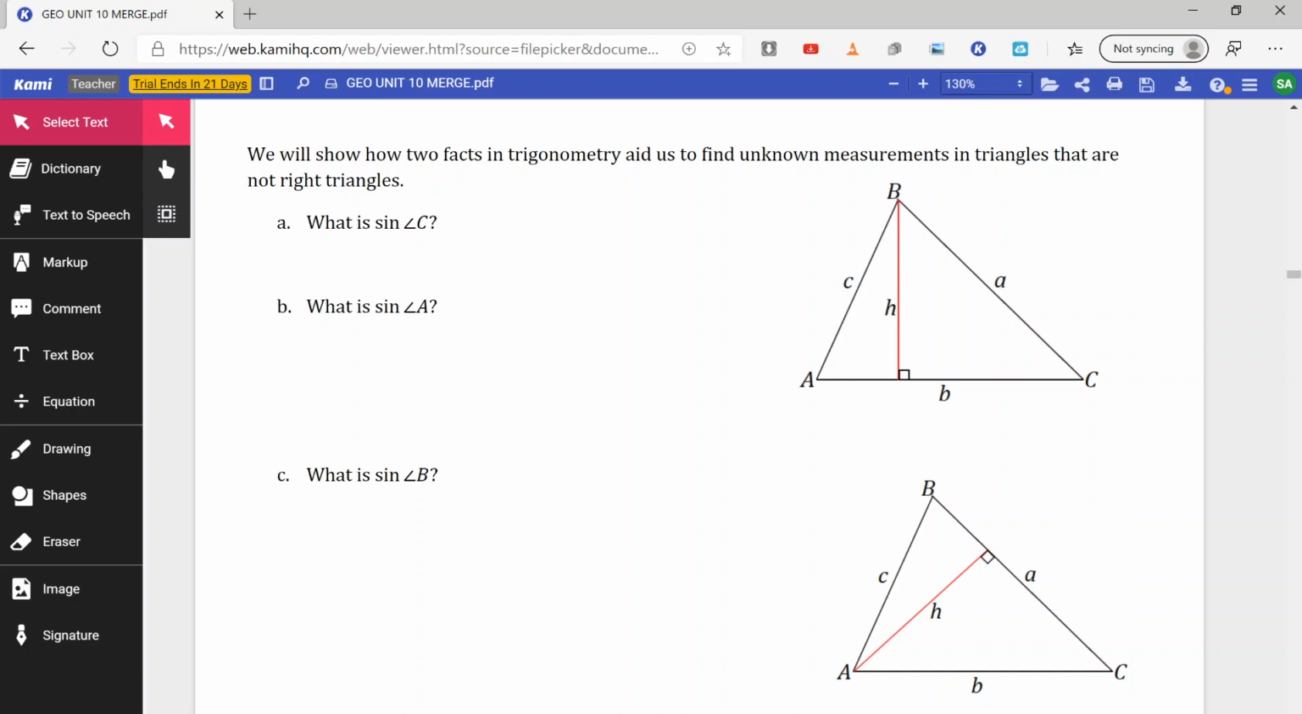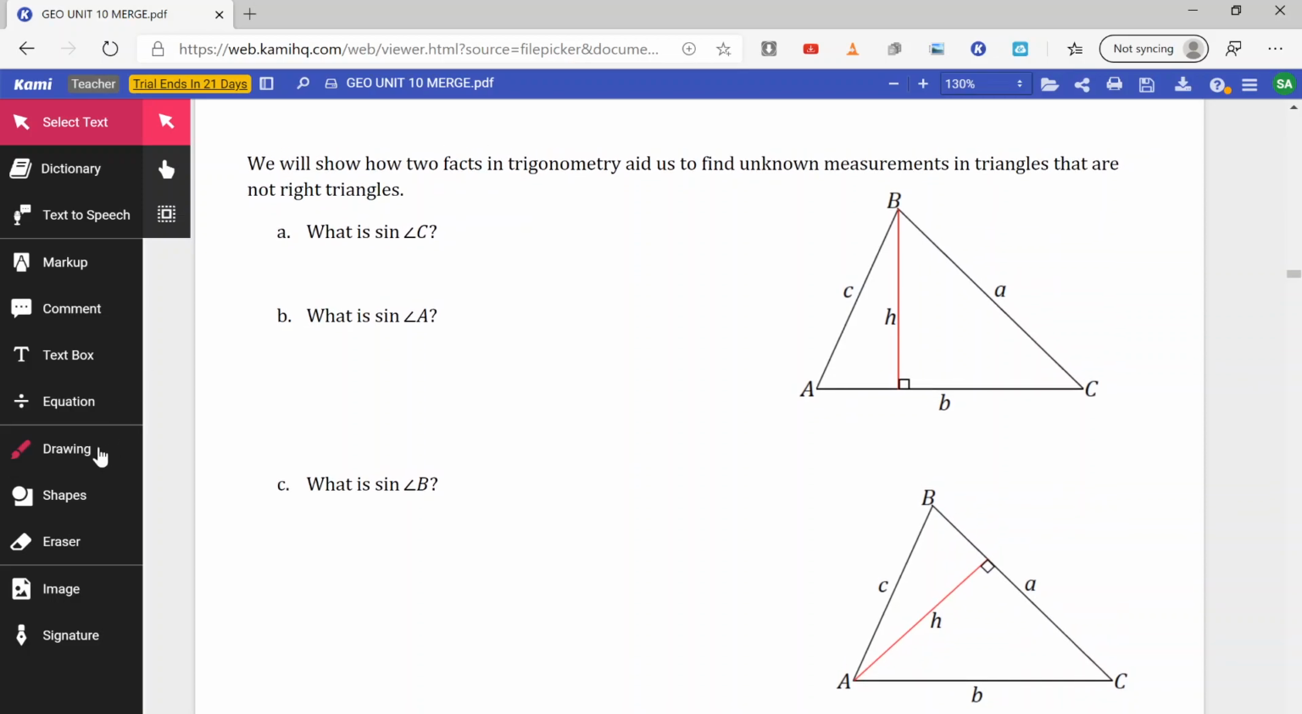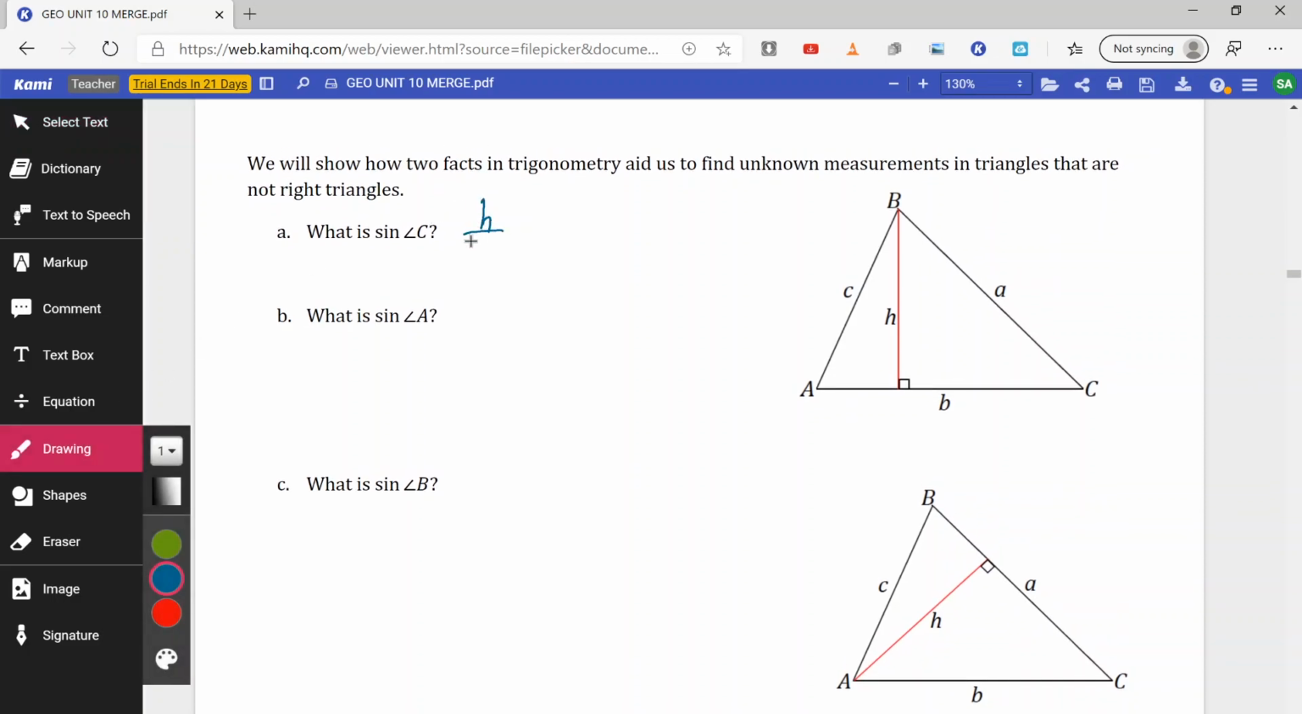Again, sine of C would be opposite over hypotenuse. They gave us this height, and a little right angle down here. So we actually have two right triangles once I drew the height. Here we have this little right triangle, and then a slightly bigger right triangle. Sine of C would be opposite over the hypotenuse. Once I draw the height, the hypotenuse is now side A. So the opposite of angle C would be H, our height, over side A.